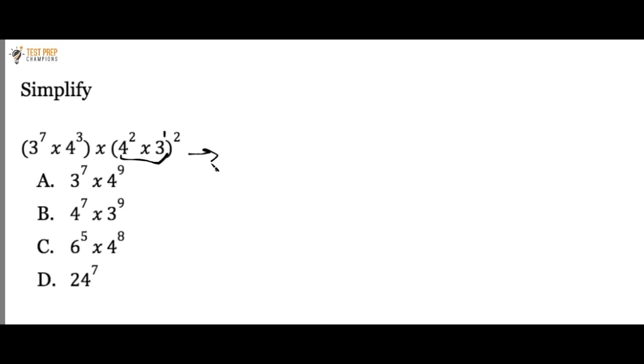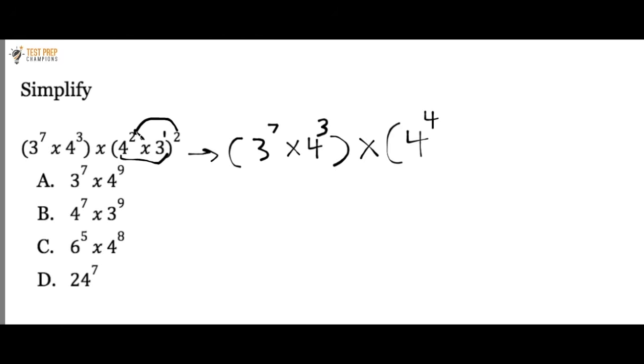Okay, so let me rewrite this here. What I'm doing here is, again, this 2, I'm going to multiply by this 2 right here. And I'm going to keep the base the same. The base is just my 4. So I keep my 4 and I do 2 times 2. That's how I get 4 to the 4th.